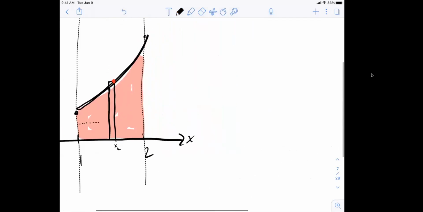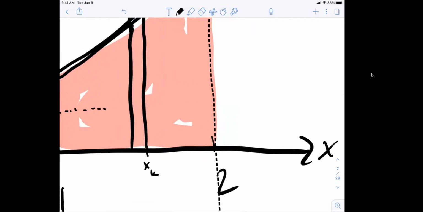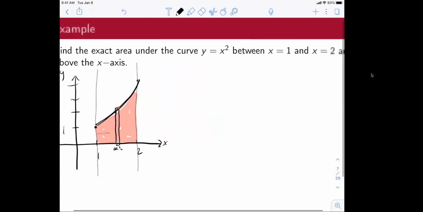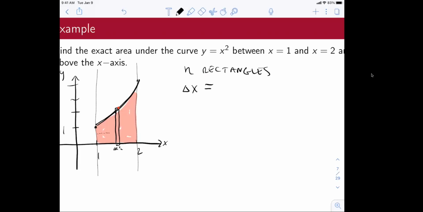So I need to know a couple of things about this rectangle, right? I need to know what is its width, delta x. I need to know what is its height. Well, now for Riemann sums, we're just using n rectangles. N is some unknown thing. It's fixed to start, but n is some unknown thing to us, okay? So then what is delta x? The width of that rectangle. 1/n. Good. How did you get that?